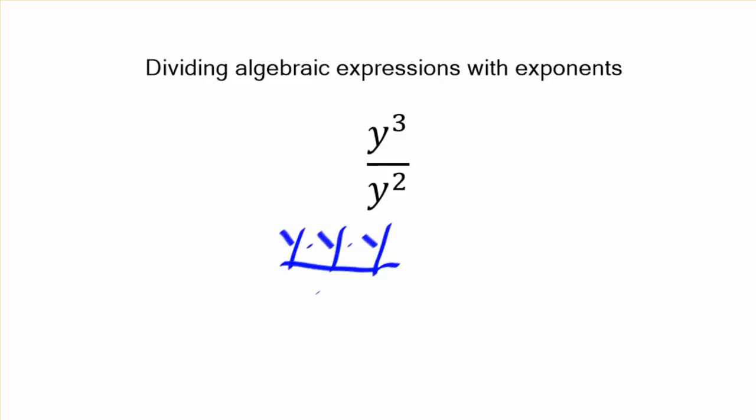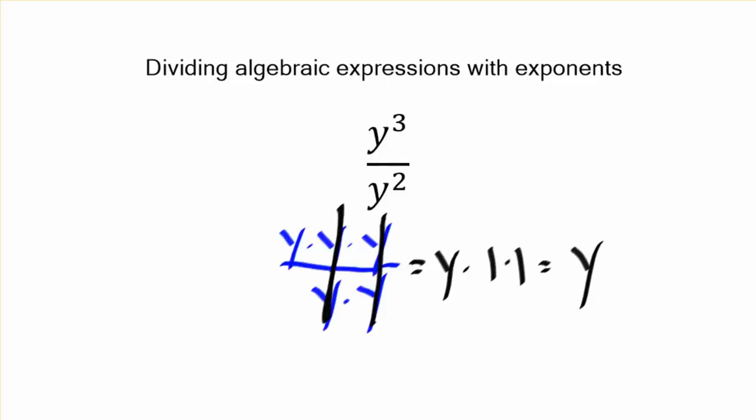Well, when I expand this, it's y times y times y over y times y. Well, y divided by y. Y goes into itself 1 time. So I can just cross them out. They just become 1's. Y times 1 times 1. And that, of course, is just y. You just cancel them out. You subtract them away from that. Technically, it's not subtraction, but you're going to subtract the exponents. 3 minus 2 is just 1. You're taking away those whenever you cancel them out.